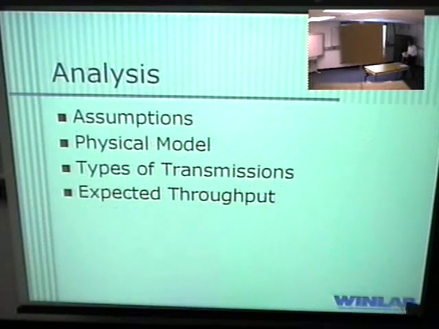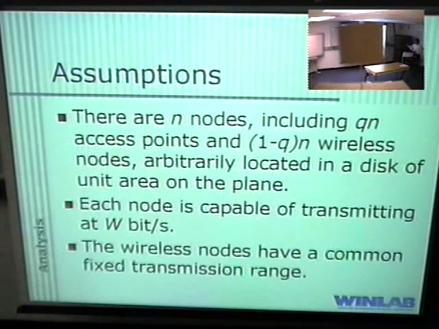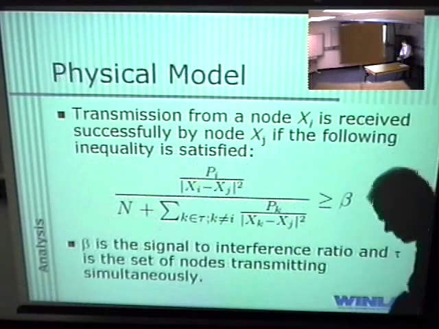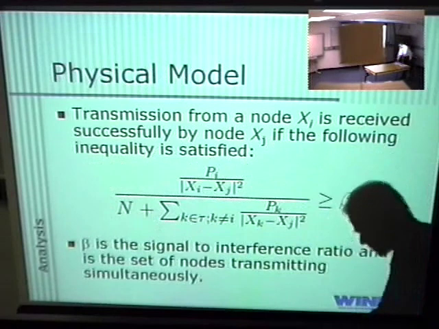We shall be looking at the assumptions in this model, the model itself, the different types of transmissions, and finally the expected throughput. So I'm following the assumptions made by the authors in their paper, namely there are n nodes in a unit area circle. Over here, of course, Qn of them are access points, and (1 minus Q) times n are the wireless nodes, and they are arbitrarily located on the plane. Each node is capable of transmitting at W bits per second. And finally, the wireless nodes have a common fixed transmission range. This is the physical model on which the analysis is based.